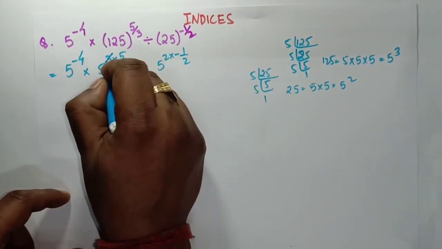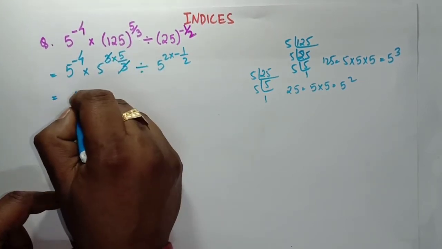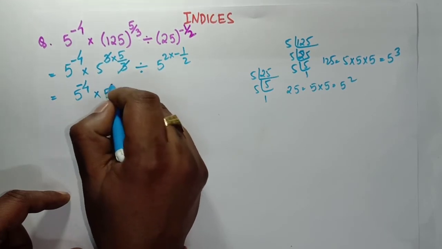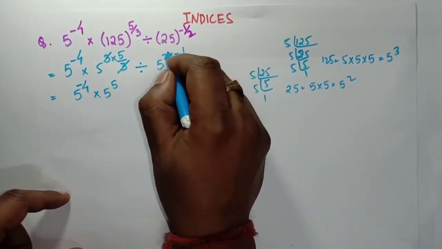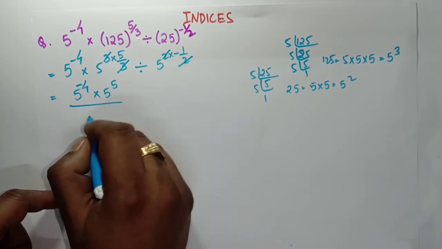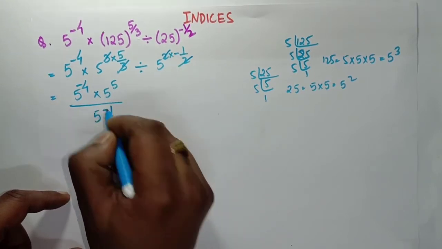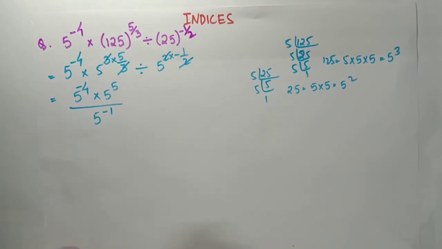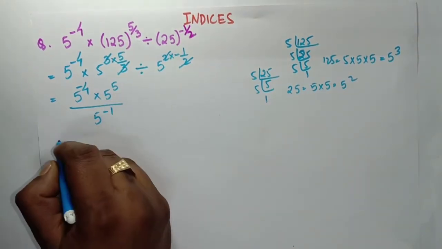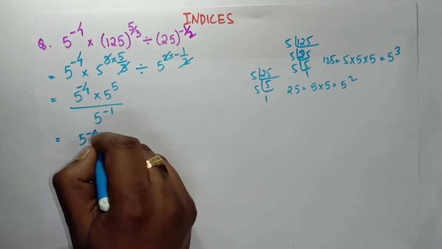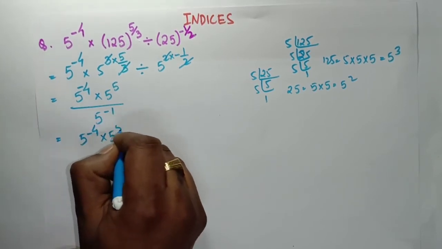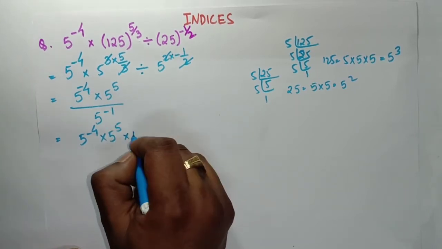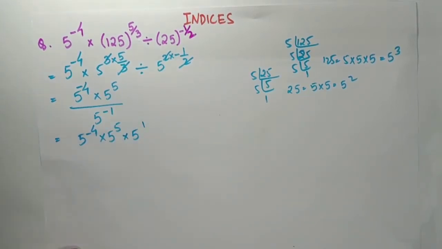Now this 3 and 3 get cancelled. So this will be 5 to the power minus 4 into 5 to the power 5. This 2 and 2 will cancel, and divide means this 5 to the power minus 1. Now what can I do here? This also I'll take up. So this side is 5 to the minus 4 into 5 to the 5. When I take this up, the negative will be positive. So 5 to the 1.